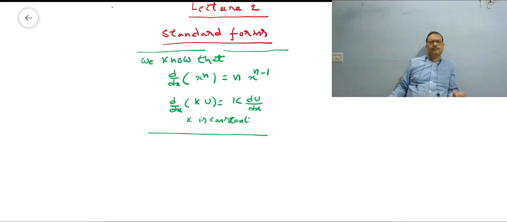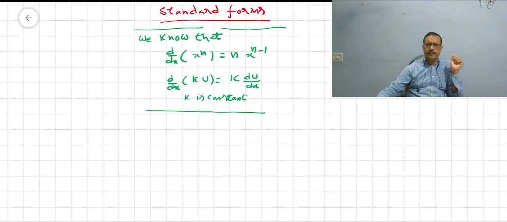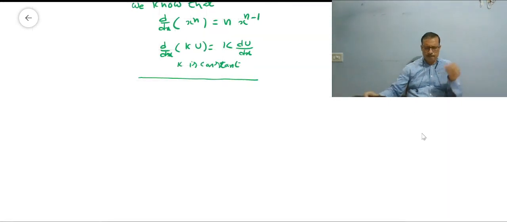So dear students, now we are going to learn some integration formulas. From differentiation, we know that d by dx of x to the power of n is equal to n into x to the power of n minus 1. d by dx of k into u is equal to k into du by dx. Here k is a constant and u is a function in x.